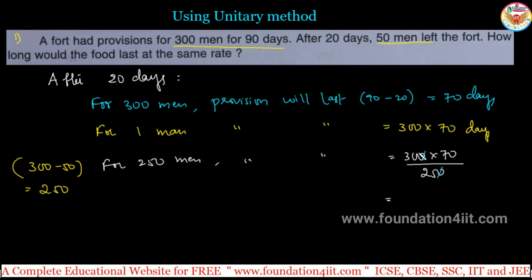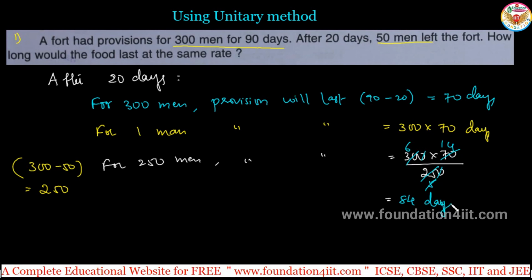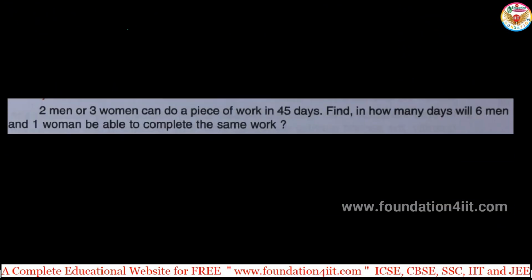So 5 times 1, 4, 14 into 6, 84. So 84 days. 84 days is sufficient for 300 men, when originally it was 90 days. But after 20 days, the food is sufficient for 70 days. So for one man 300 into 70, and for 250 men that number divided by 250. Right? That is the question.